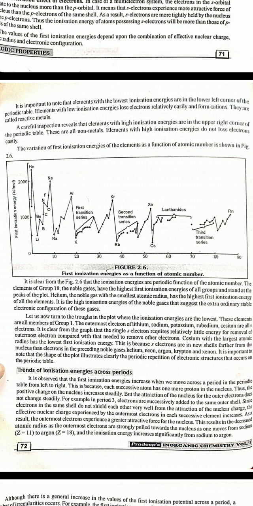For example, in period three, the electrons successively added go to the same outer shell, since electrons in the same shell do not shield each other very well from the attraction of the nuclear charge. The effective nuclear charge experienced by the outermost electron in each successive element increases. As a result, the outermost electron experiences a greater attractive force from the nucleus. This results in a decreased atomic radius, as the outermost electrons are strongly pulled toward the nucleus as one moves from sodium, Z equals 11, to argon, Z equals 18. The ionization energy increases significantly from sodium to argon.